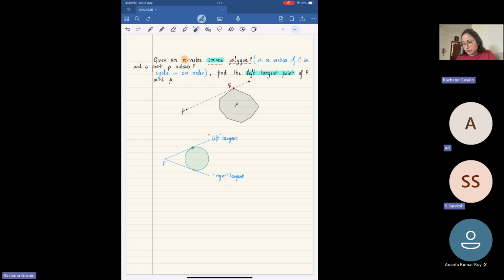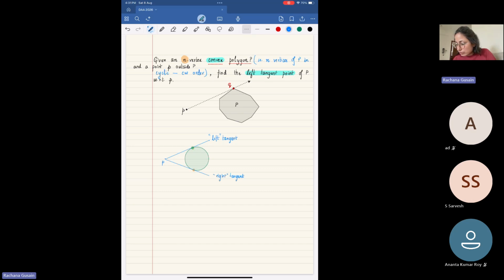Here, should we find a new point for the left tangent point? So I have these points, right? 1, 2 up to N. N number of points. Of these N points, one of the points is going to be the left tangent point, exactly 1 point. Similarly, exactly 1 point will be the right tangent point.